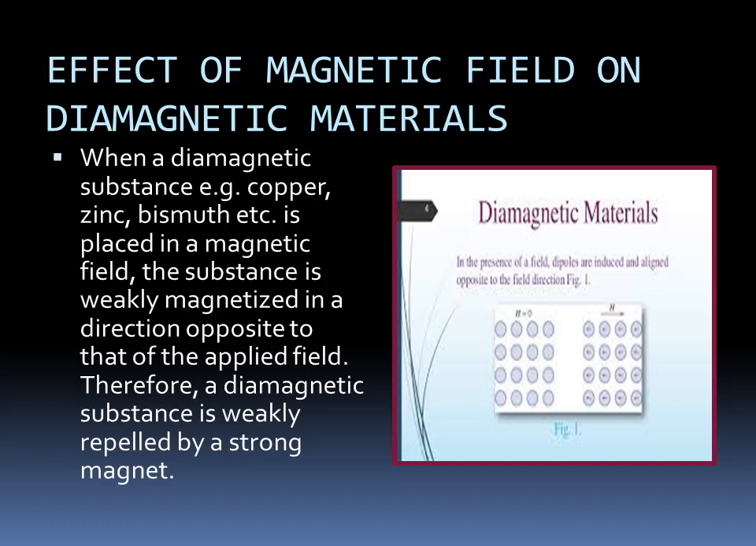Dear students, now let's discuss the effect of external magnetic field on diamagnetic materials. Here a question arises in our mind: explain the effect of external magnetic field on diamagnetic materials. The answer is that when a diamagnetic substance, for example copper, zinc, bismuth, is placed in a magnetic field, the substance is weakly magnetized in a direction opposite to that of the applied field, as shown in the diagram. Therefore, a diamagnetic substance is weakly repelled by a strong magnet.